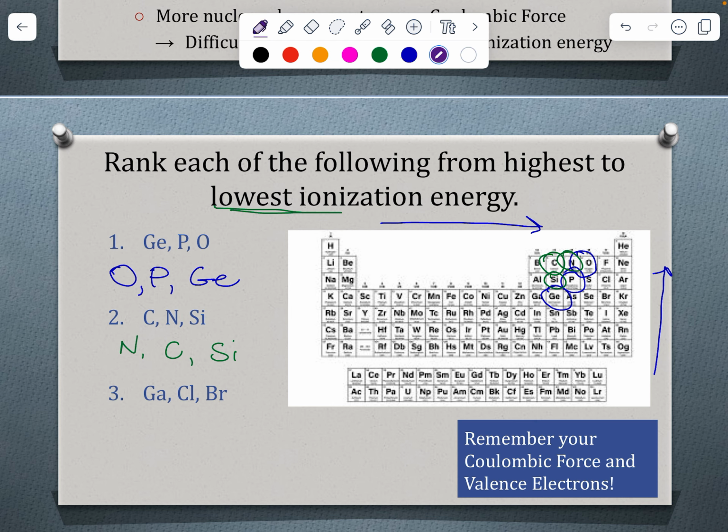Last one on these, we've got chlorine, bromine, and gallium, which is right here. Again, we've got a couple things to look at. So looking at highest to lowest ionization, chlorine is closest to the top right, so that's going to be the highest. And then we're going to have bromine, and then gallium is going to be the lowest ionization energy there.